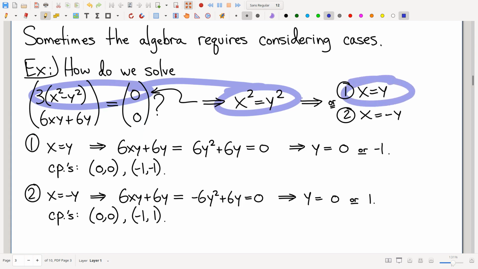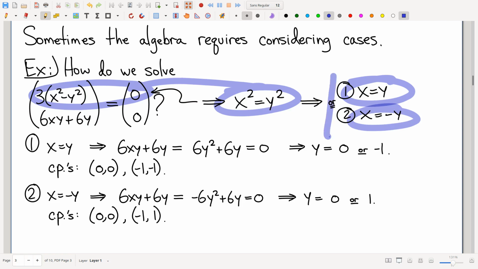A lot of high schools will kind of let that slide as, well, you know, you cancel the squares or something like that, right? And of course, it just doesn't work. It's just wrong. It is absolutely not fair to conclude from x squared equals y squared that x must equal y. No, it doesn't. It could totally be negative y.